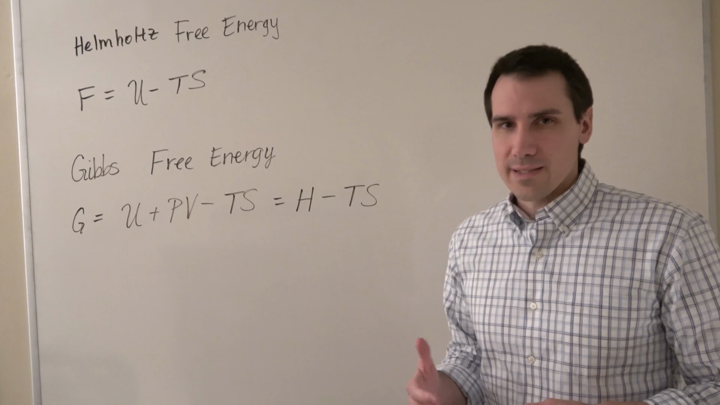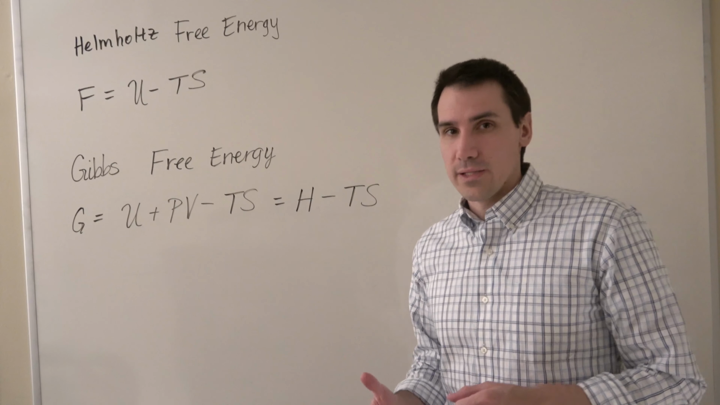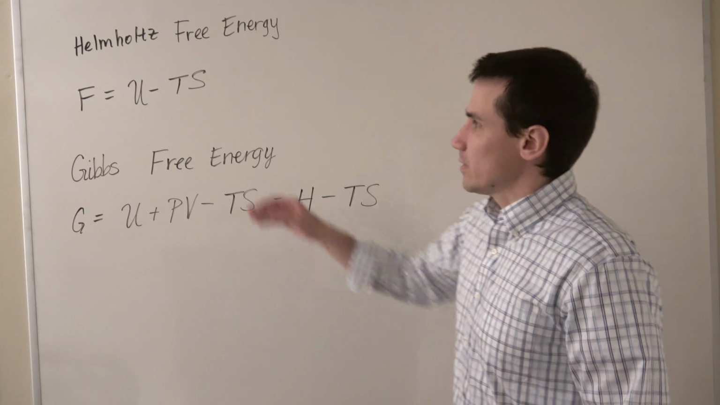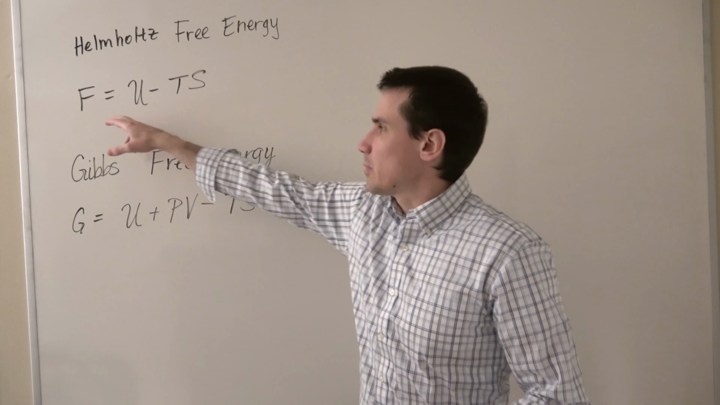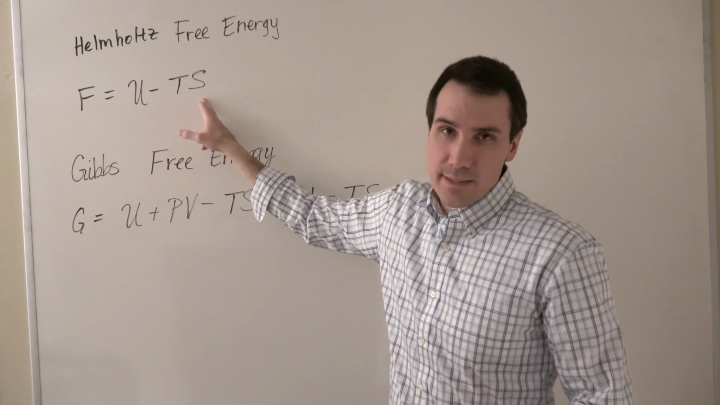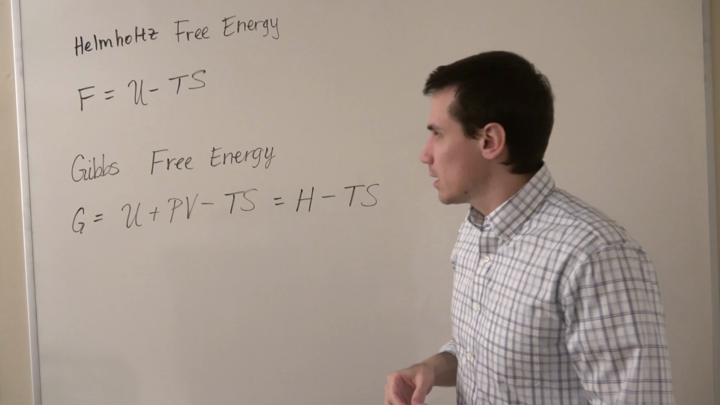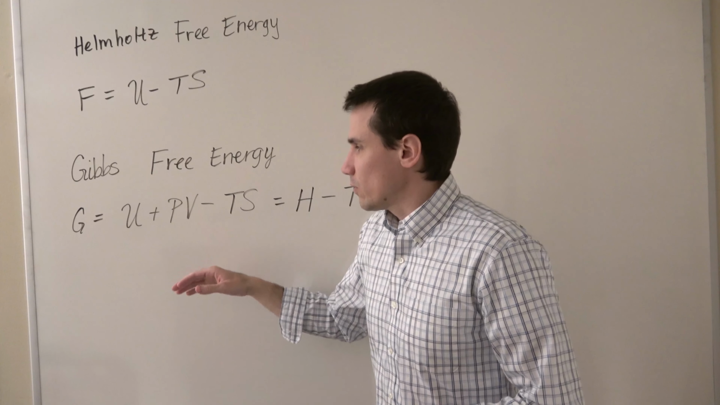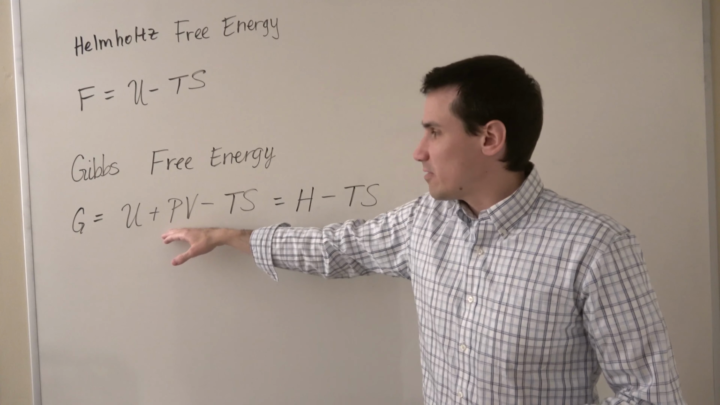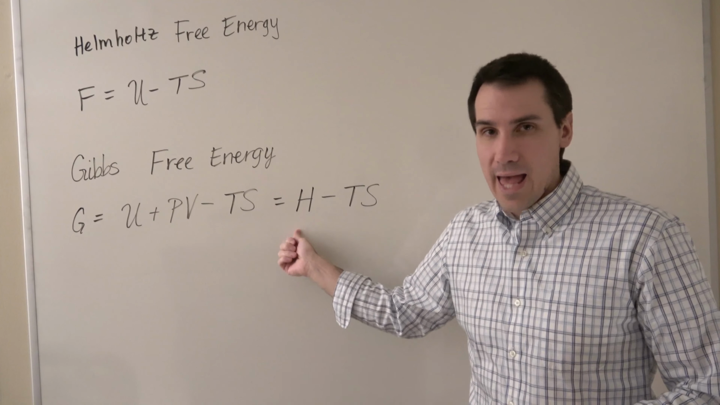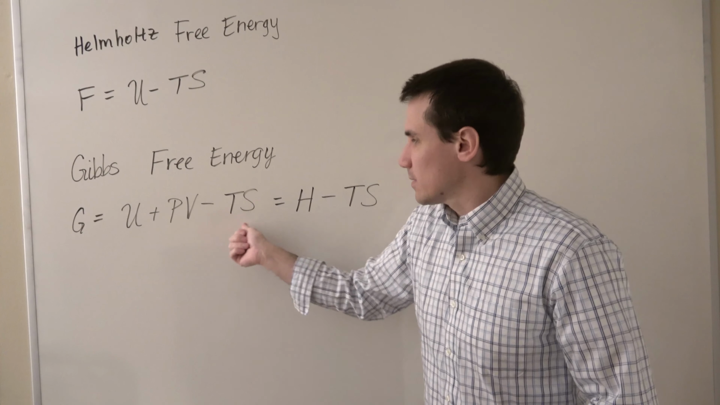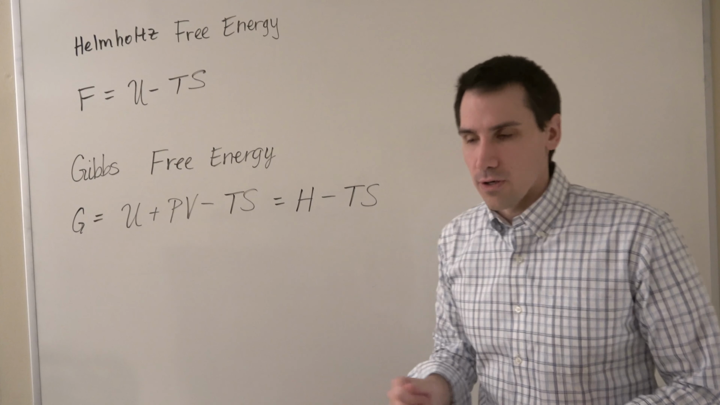In this video, we're going to discuss two quantities deeply related to energy. They are the Helmholtz free energy, given by F equals U minus TS, where T is the temperature and S is the entropy, and the Gibbs free energy, which is the energy plus PV, which also looks like the enthalpy, and then we again subtract this TS term.